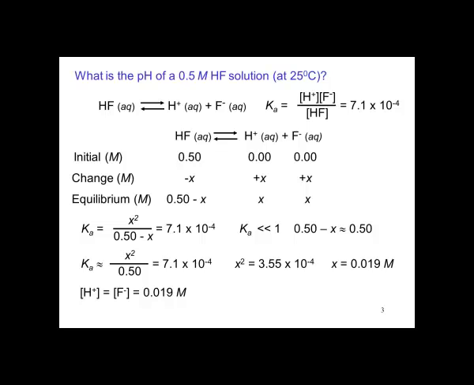The hydrogen ion concentration equals the fluoride ion concentration, and that's 0.019 molar. HF is 0.5 minus X, or 0.48. Notice it's not much different. The pH is minus the log of the hydrogen ion concentration. That would be minus the log of 0.019, which evaluates to 1.72.